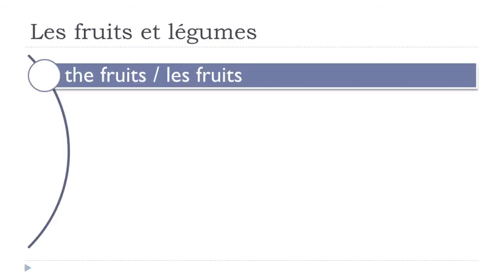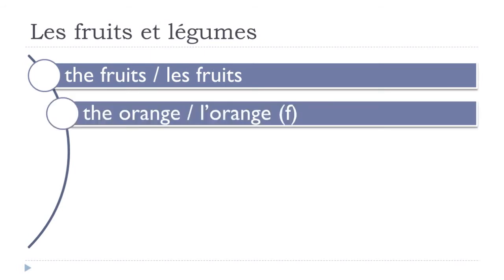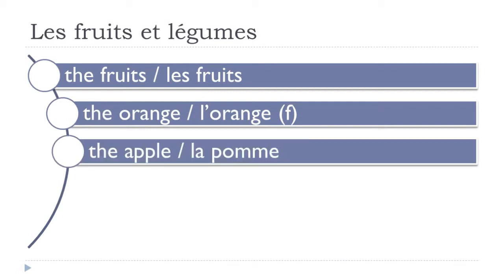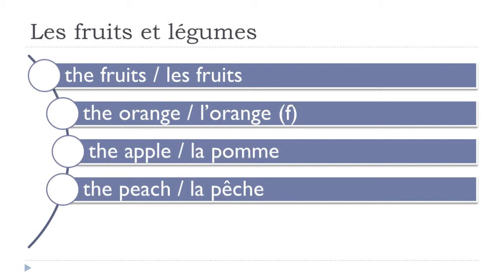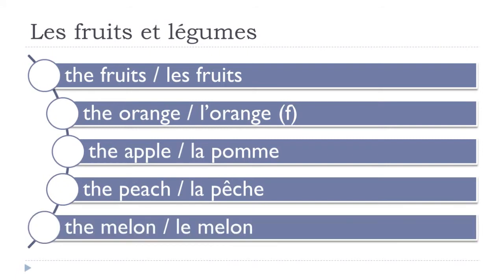Les fruits. L'orange. So I did put this little F just to indicate you that it's feminine. Okay? L'orange. La pomme. La pêche. Le melon. Okay? So, les fruits. L'orange. La pomme. La pêche. Le melon.